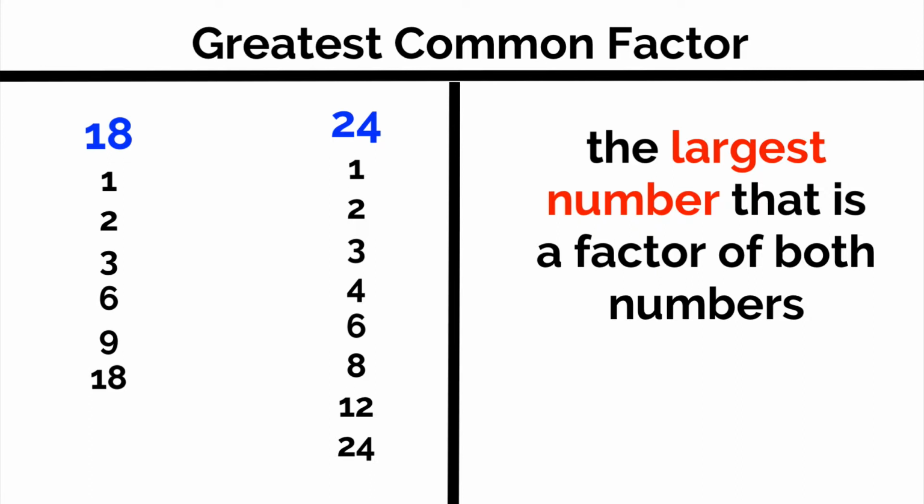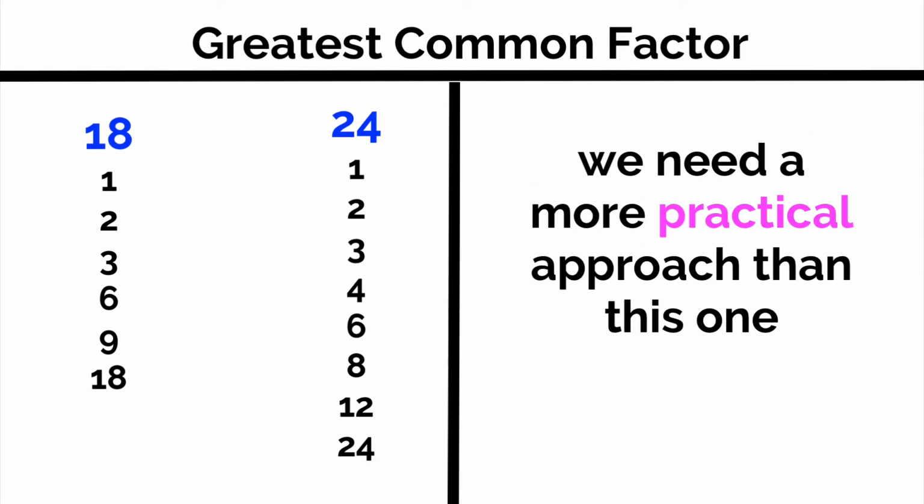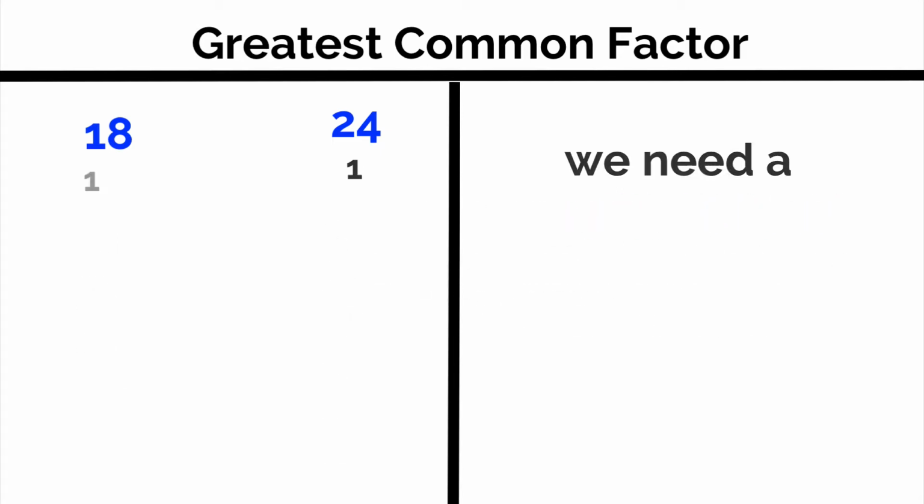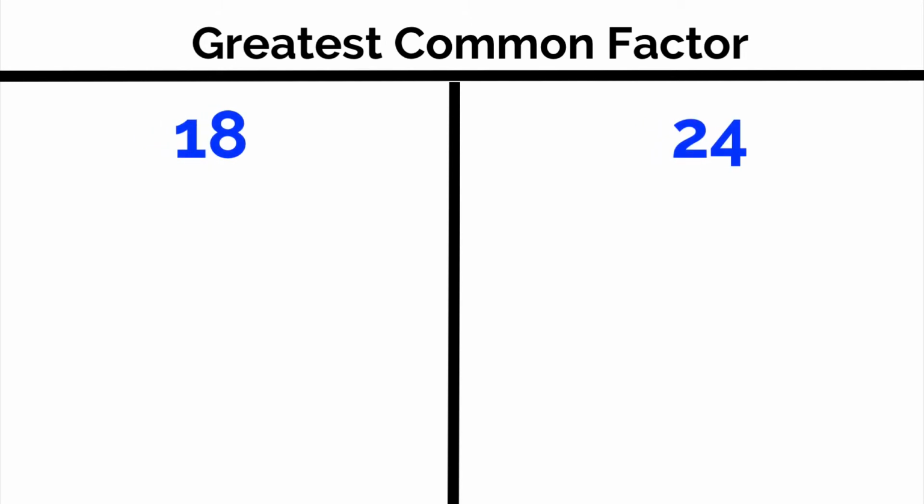Just like with least common multiples, this is easy to do with small numbers, because they will only have a handful of factors, so we can list them all and compare. But again, as numbers get larger, it may become tedious to list and compare. So, there is a bit of a trick for this one as well. Let's look at the same example we just did.